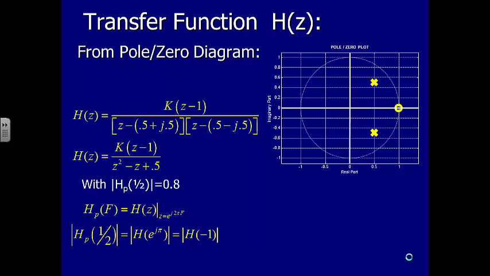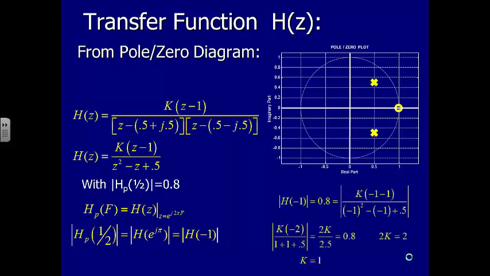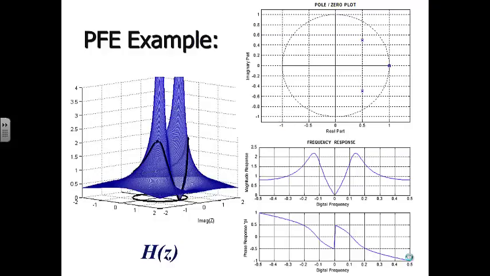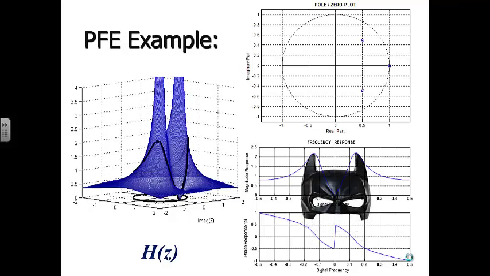So the frequency response at f equals 1/2 is the same as the transfer function H of z evaluated at z equals -1. So I put -1 in for z there. Set that equal to 0.8 for the magnitude, and it turns out k is 1, so we can drop it. All right, so that's the function, it turns out. That's what it would look like. It's an interesting function. It's a little batty.